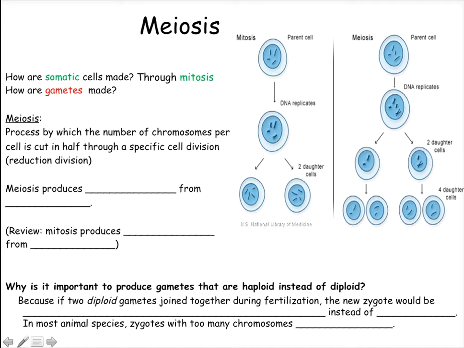And so if what we want to do is make haploid cells, we can't use the same process that we used to make somatic cells. And so to make gametes, we have to use a new process. And that new process is called meiosis.